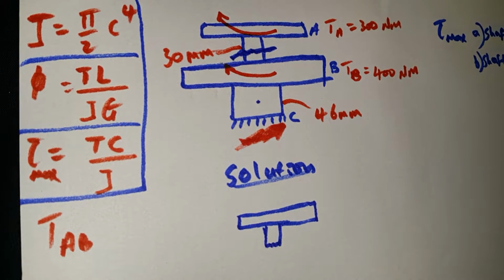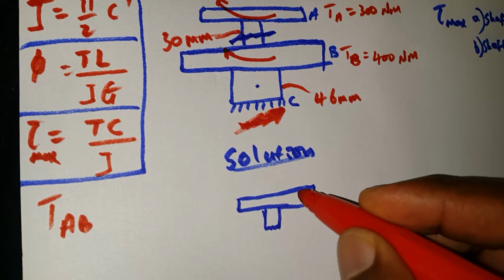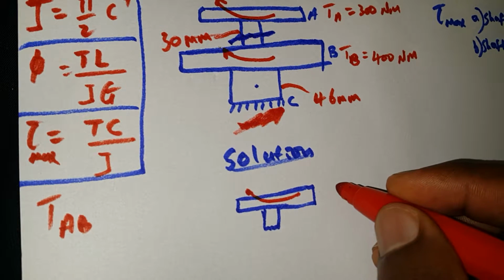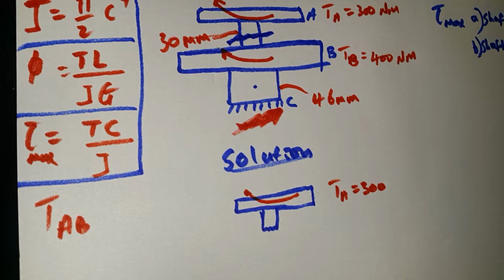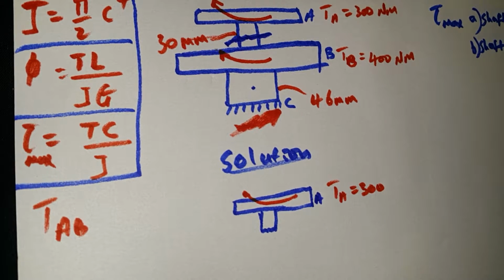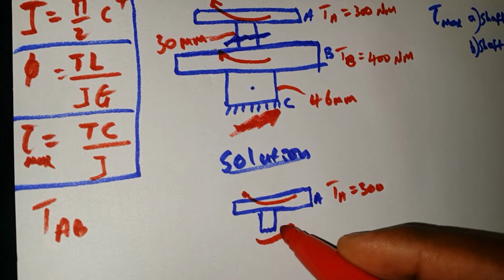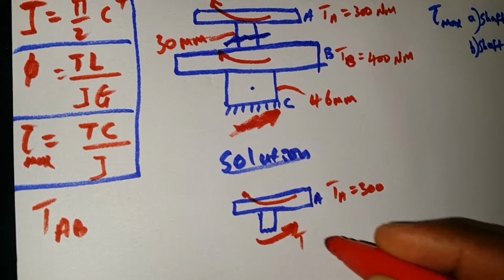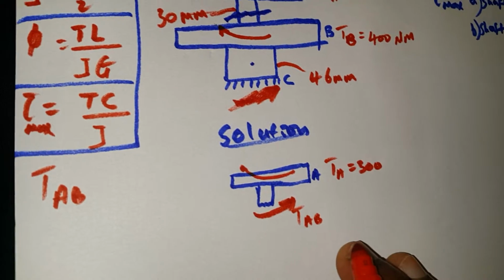I cut it from here. So I have something like this, where we know that there is a reaction torsion here, and this TA is equal to 300. Here is A. So I have to replace a reaction torsion here where I cut it, and I will call it TAB. So what is my TAB?